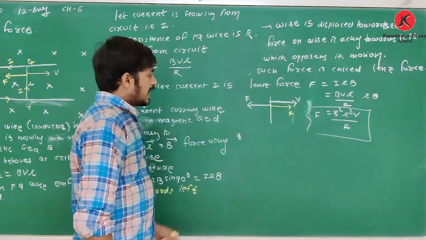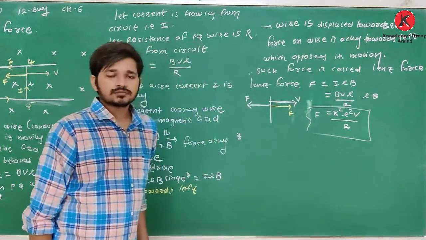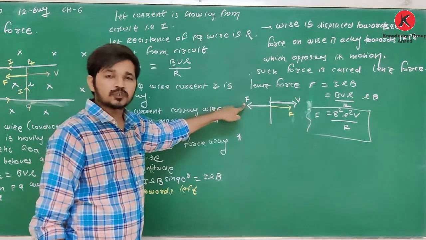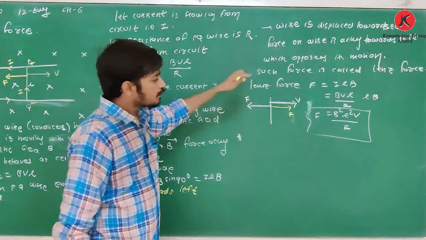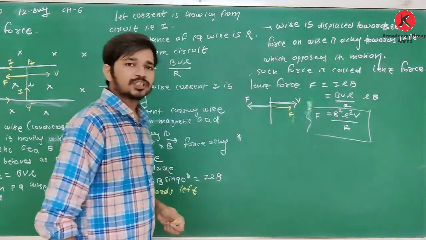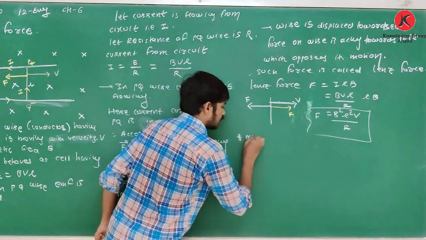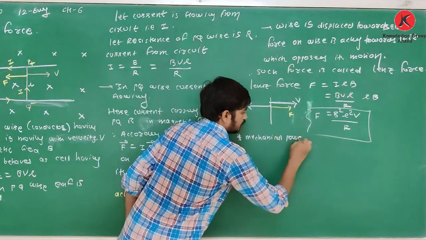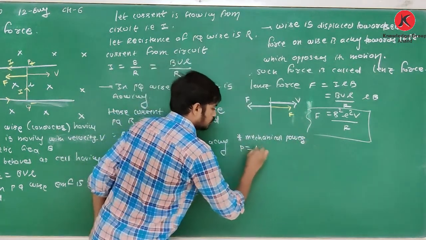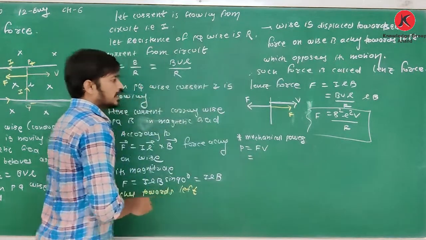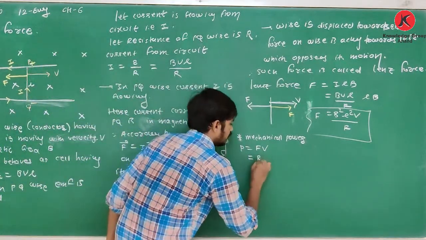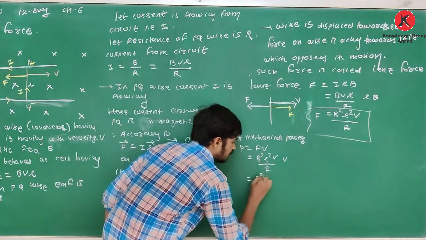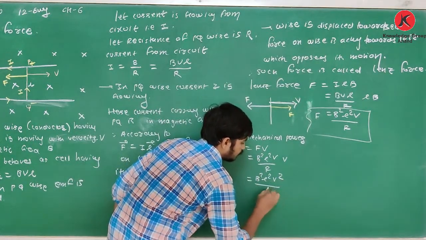Now I want to move this wire towards right. Yes or no? This Lenz force opposes, but still I want to move it, then I have to apply some external force. Then what is mechanical power? Mechanical power P is equal to F into V. What is F? Lenz force, it is B square L square V upon R. Here it is V. So it is B square L square V square upon R.